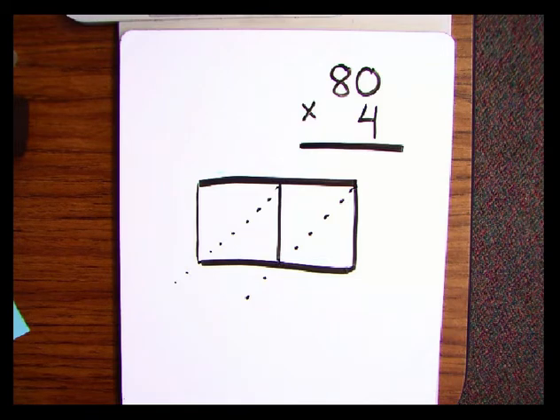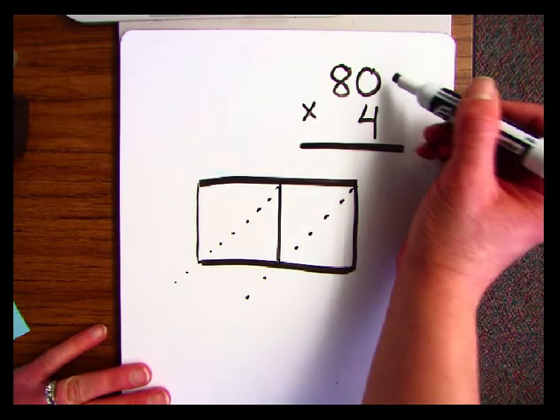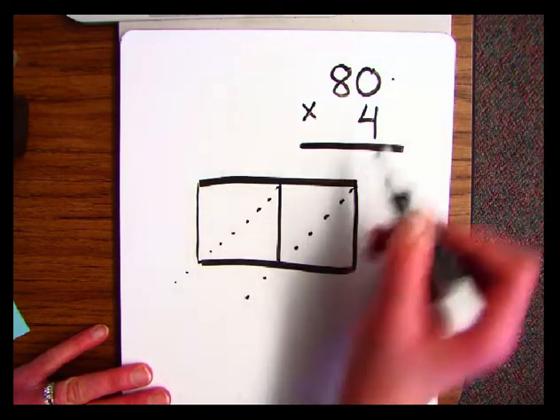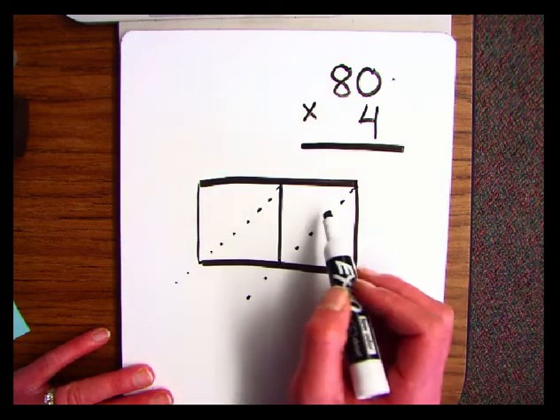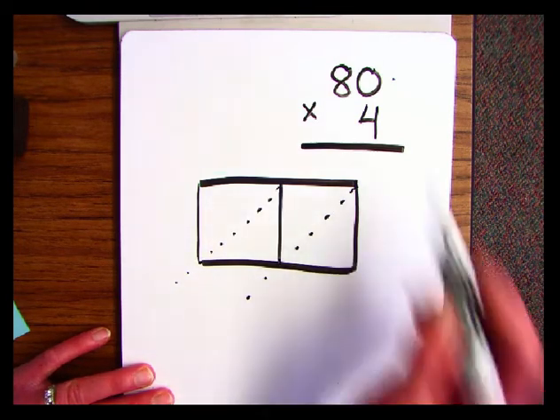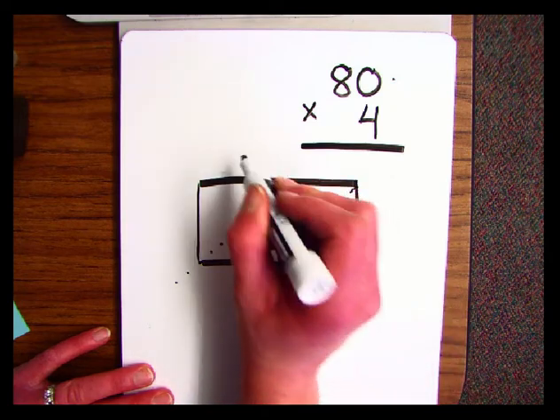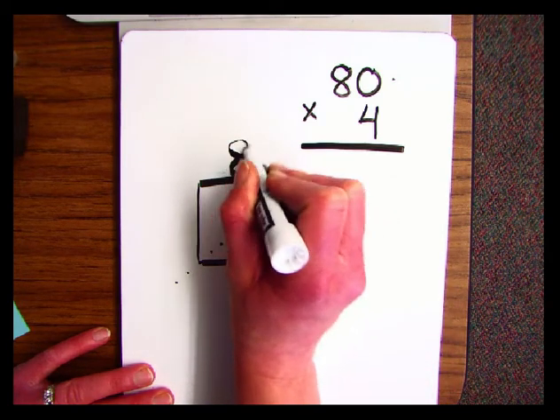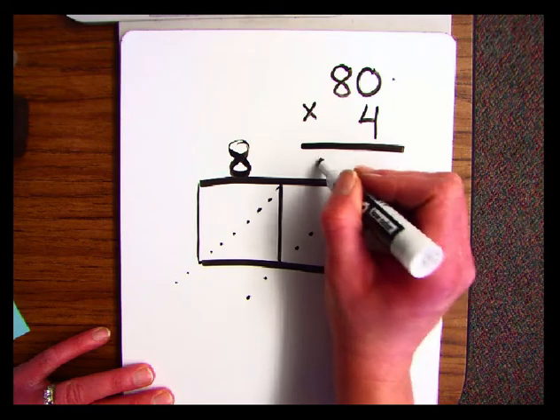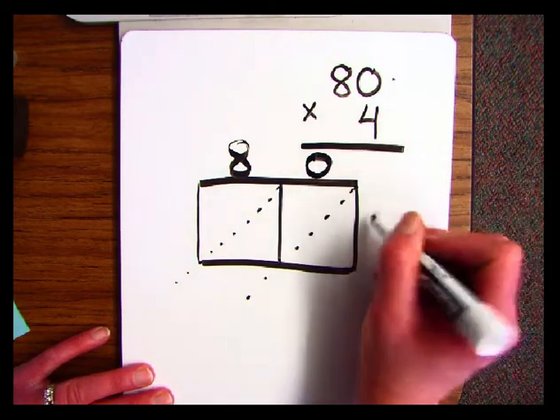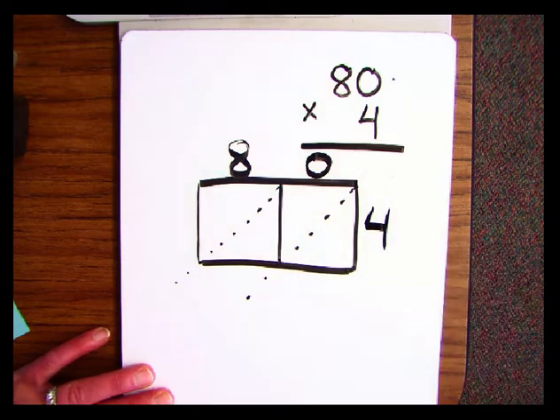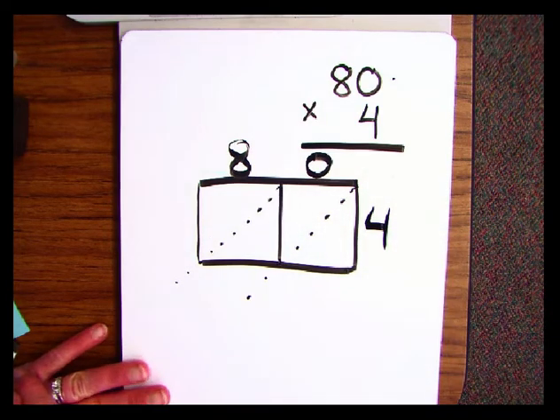I already have my boxes set up this time. I have 2 digits that are going to go horizontally and my 1 digit that's going to go vertical. So I have 2 boxes total, 2 boxes wide, 1 box long. My 80 I'm going to break up so that the 8 tens are above my first box and my 0 ones are above my box on the right there. My 4 goes along the side. So let's go ahead and do our work.